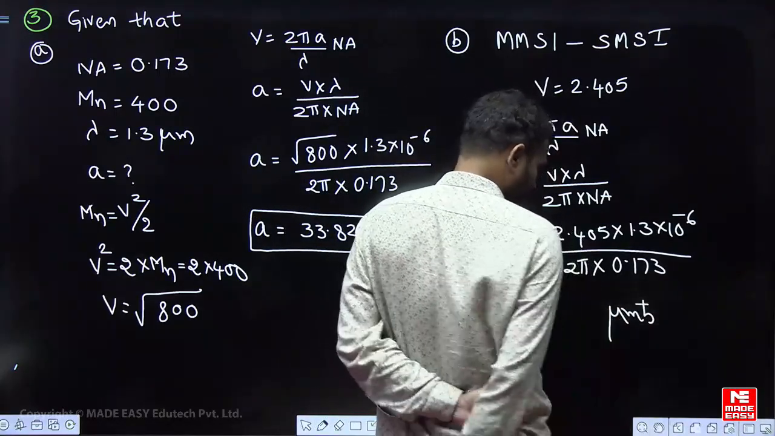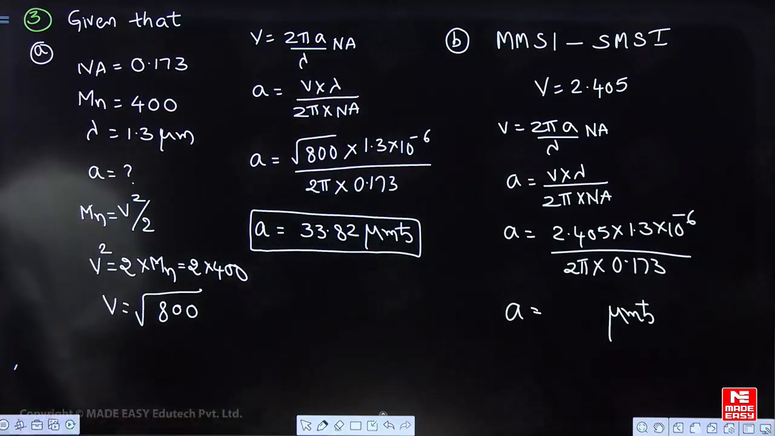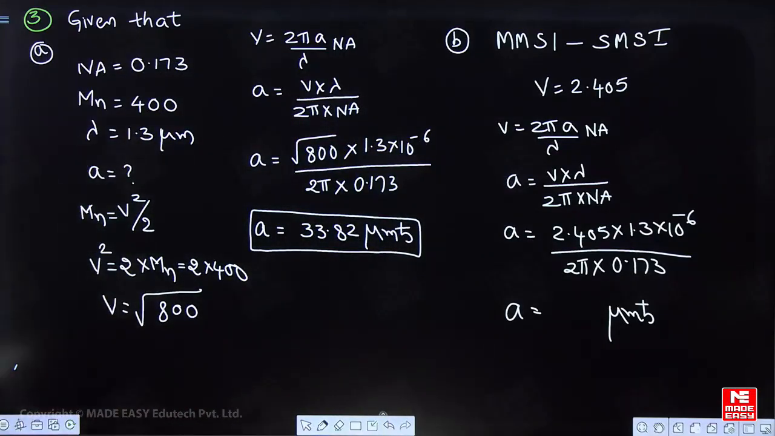I am expecting the answer from your side. Use the calculator, no problem. All are mains part questions only. Shubhra Pandey correct answer. Komal correct answer. How much is the value of A we are getting?